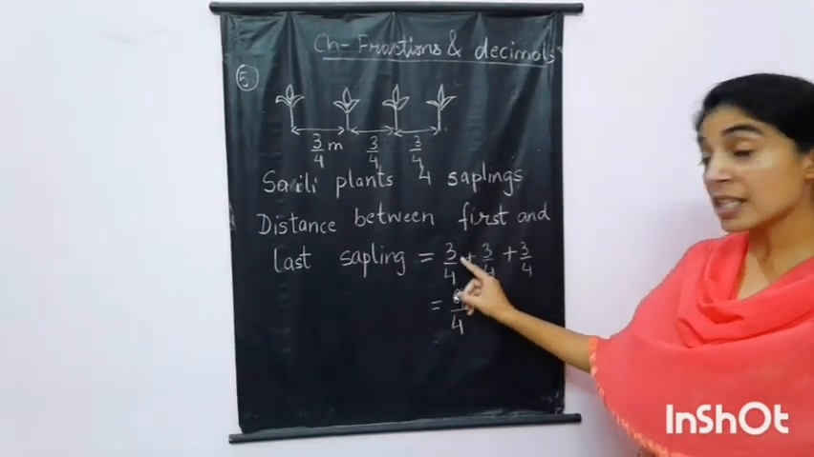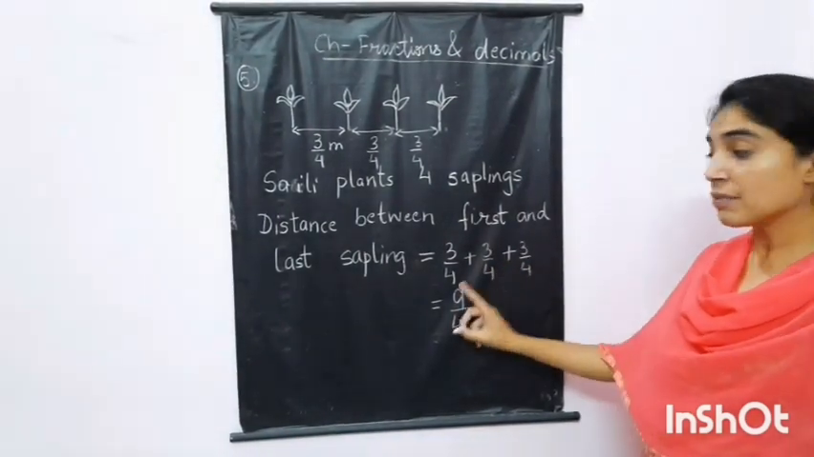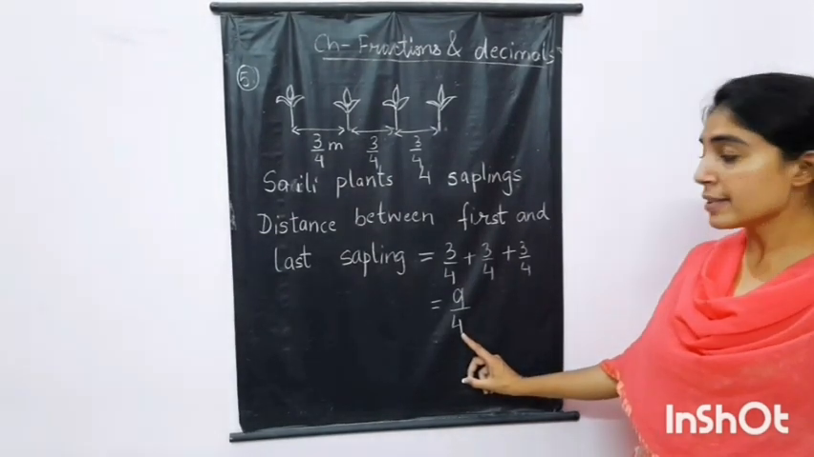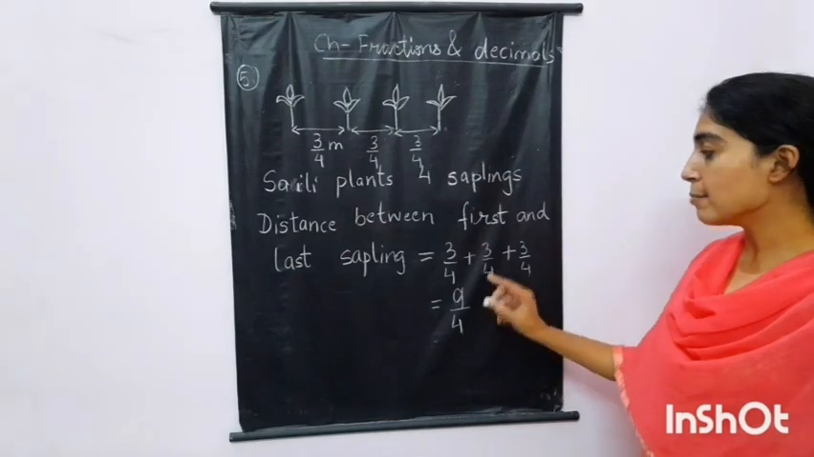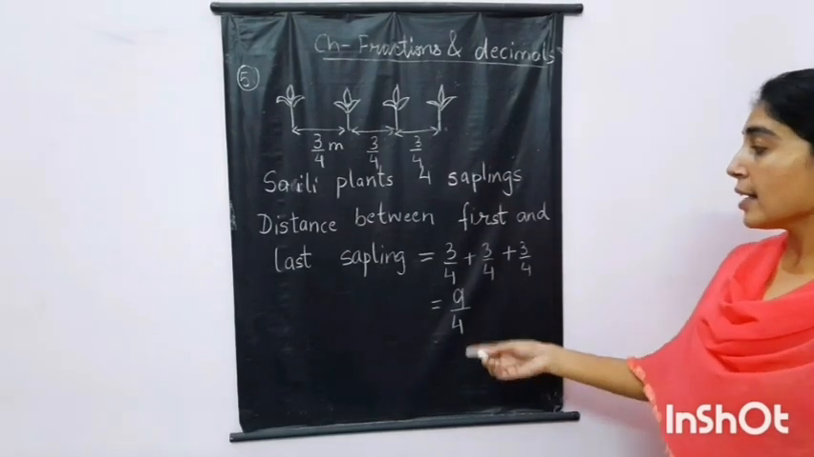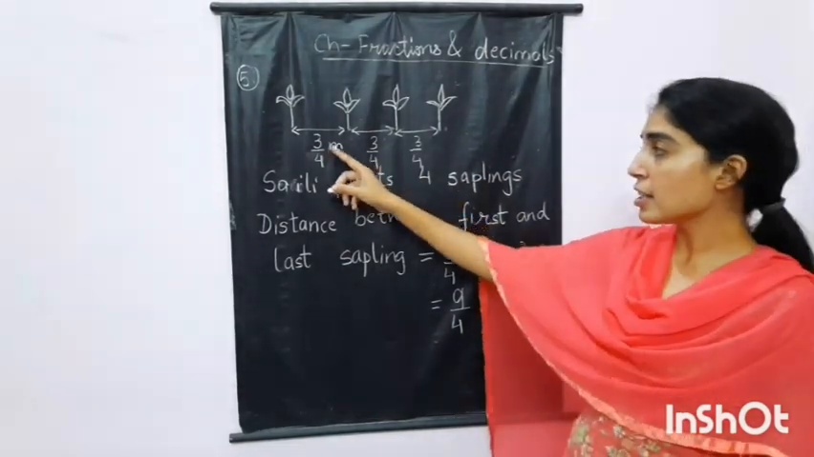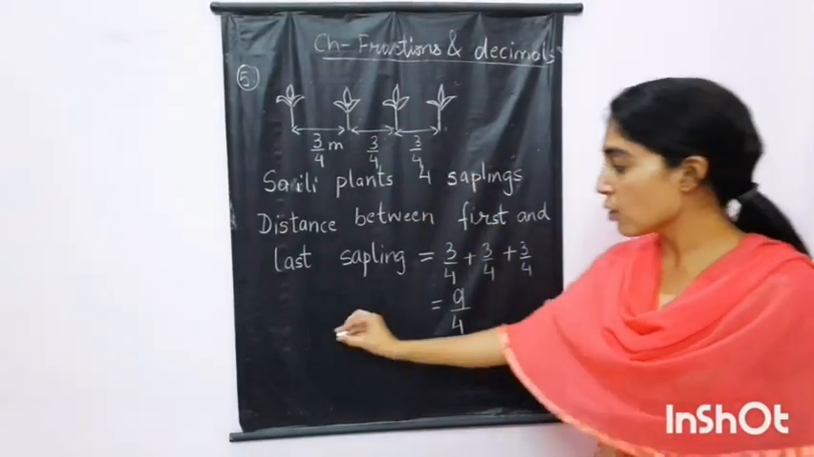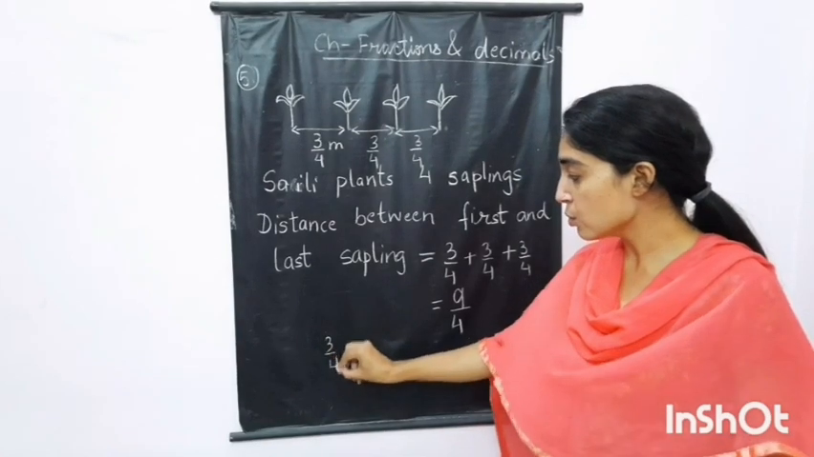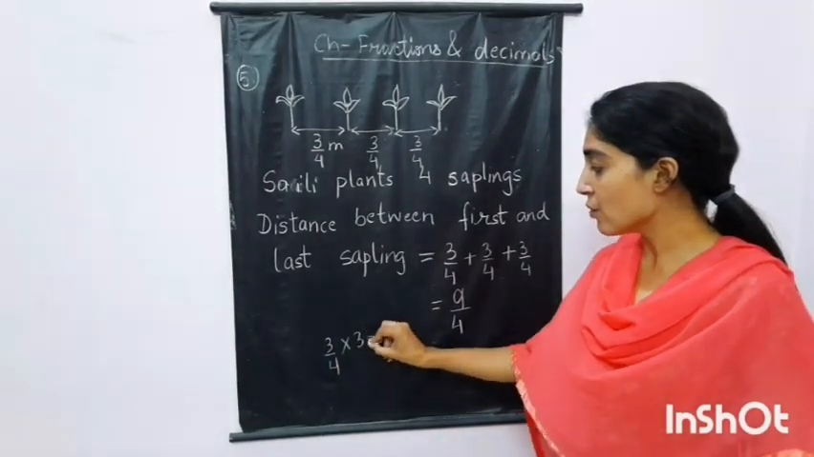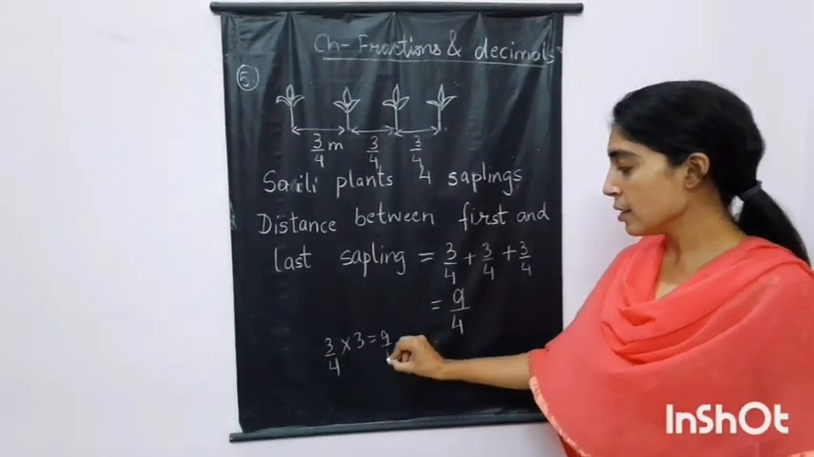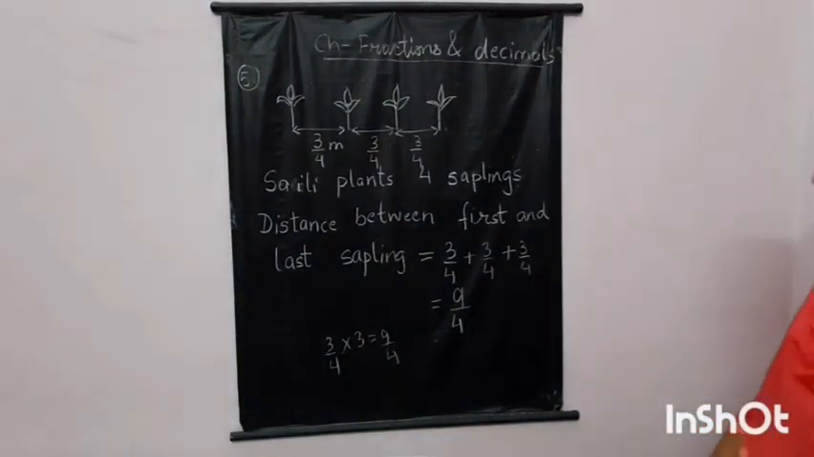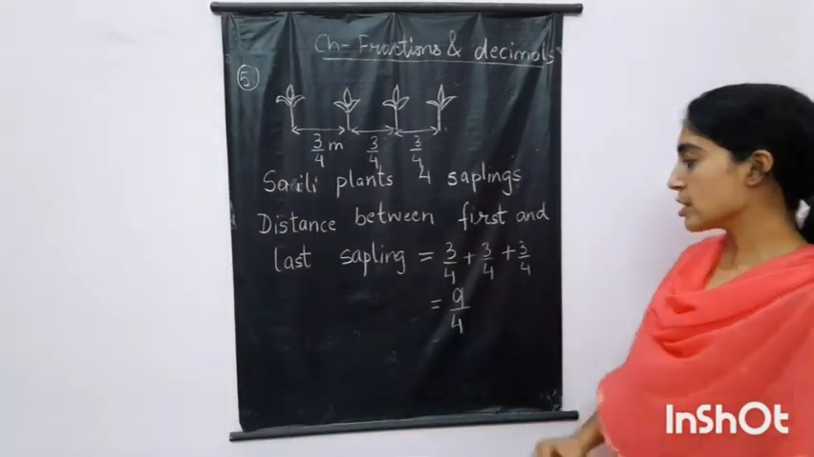Just remember, when we have like fractions we just add the numerators, we don't add the denominators. The denominator will be the same. So we get the answer 9 by 4. Or the other way is you can multiply 3 by 4 with 3, because 3 by 4 is coming 3 times. So we can also do 3 by 4 into 3. That will also give us 3 3s are 9 by 4. So whichever way you feel easier, you can do that way. Right now I am doing this method.